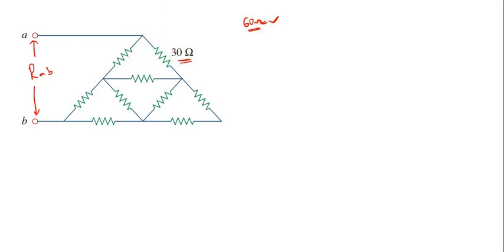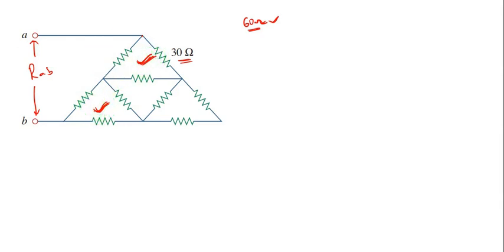In this question, which delta do I have to convert into a star connection? Don't be confused. Do one thing: whichever delta the terminals are connected to, just convert that delta into a star connection. This terminal is connected to this delta, and this terminal is connected to this delta. So convert these deltas into star connections, and you will get the answer.